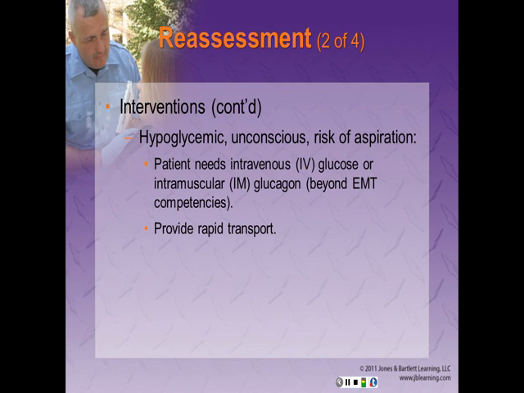For the unconscious patient who is hypoglycemic or a patient with risk of aspiration, IV glucose or IM glucagon is needed, which EMTs are not permitted to give. Advanced EMTs and paramedics can start an IV line and administer IV glucose, and you provide rapid transport to the hospital.